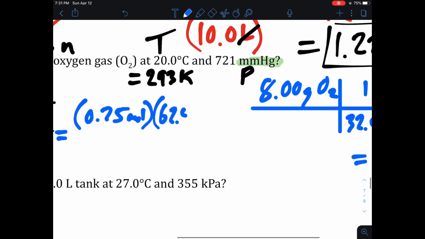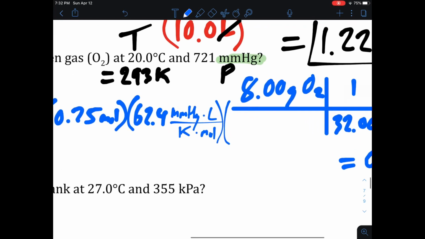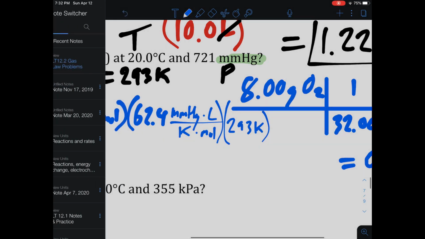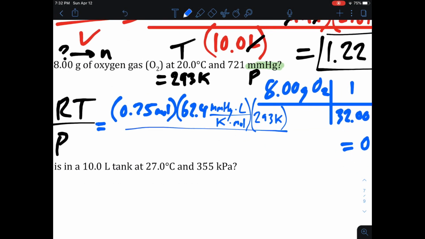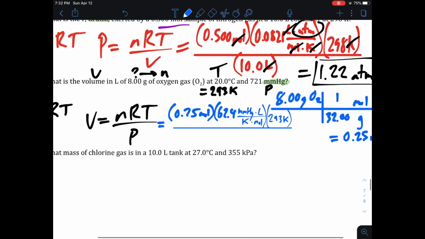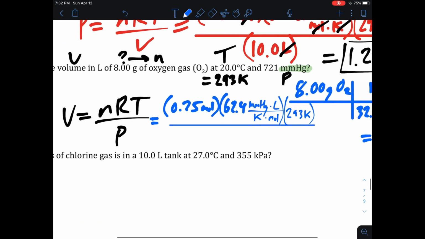So it's 62.4 millimeters... I'm going to have to make this a little smaller. Millimeters times liters over Kelvin times moles. Now let's multiply that by our 293 Kelvin. Divide this all by our volume, or our pressure, which is 721 millimeters of mercury.